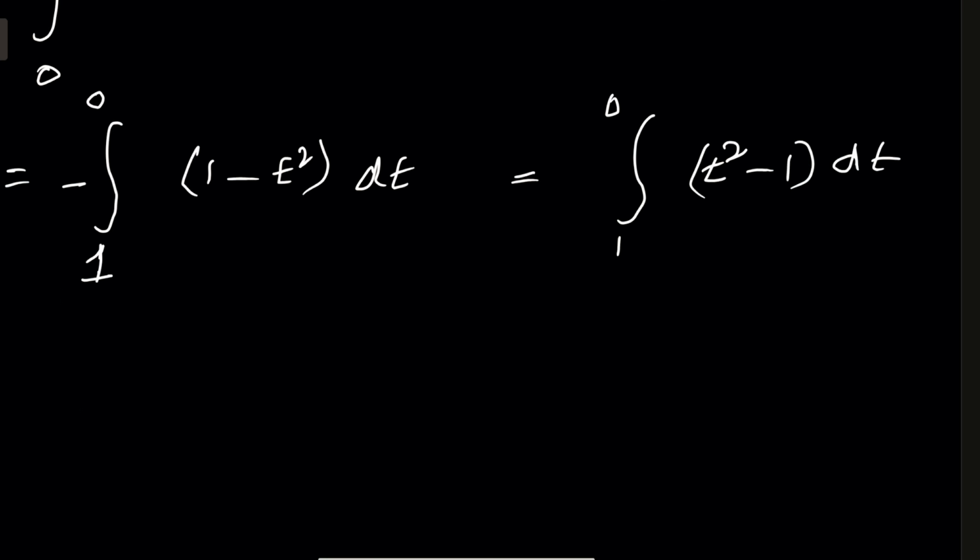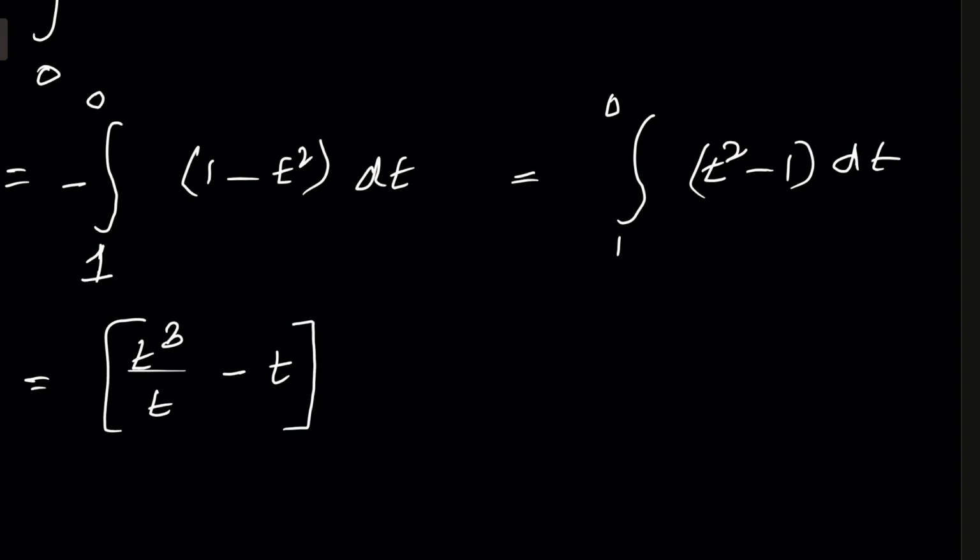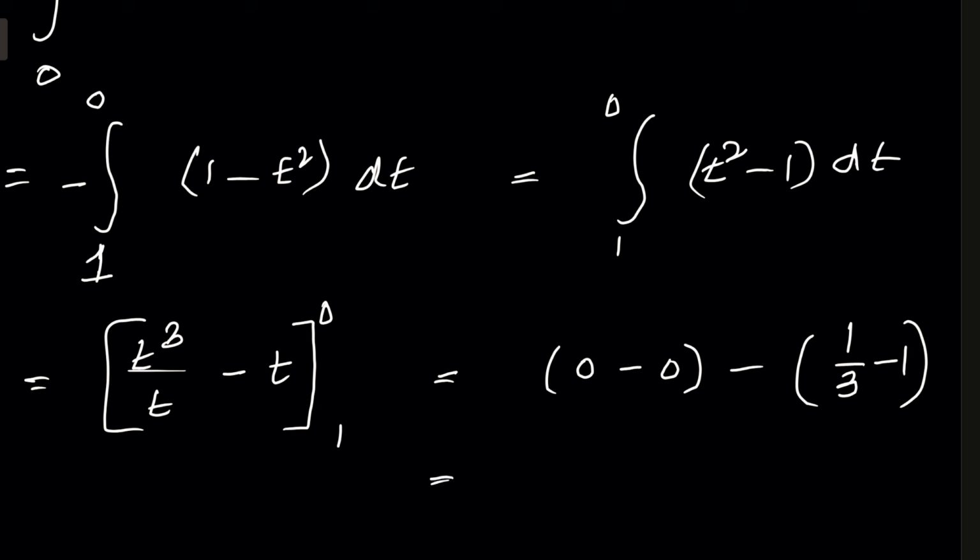Let's do the integral of this. We will get t cube by 3 minus t with the boundaries 0 to 1. That will give us 0 minus 0 minus of 1 by 3 minus 1, which is equals to minus of minus 2 by 3, that's equals to 2 by 3.